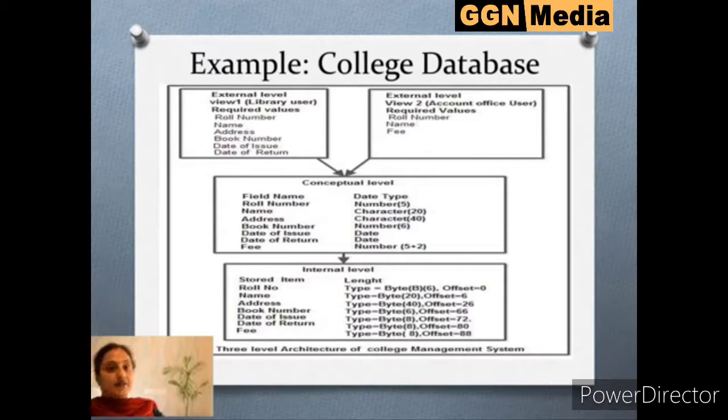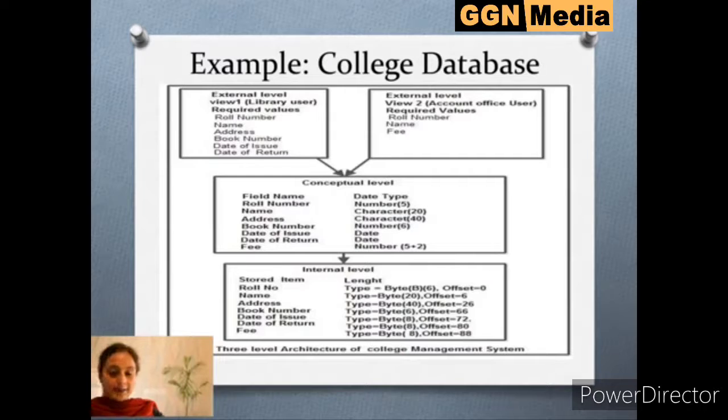For example, library user is interested in roll number, name, address, book number, date of issue and date of return. That is all the fields that are related with the library information of the student. And second user, that is account office user, needs only roll number, name and fee detail of the student. So here we can see that external level contains only two views because there are only two users, and two views are created for individual user, one for library user and second for account office user with the corresponding details needed by them.